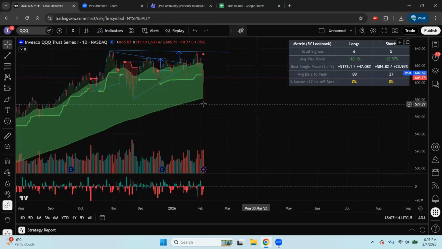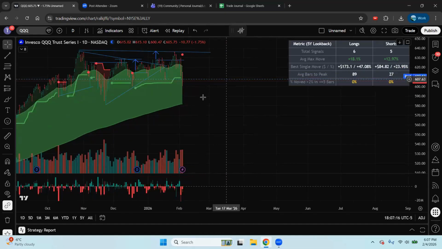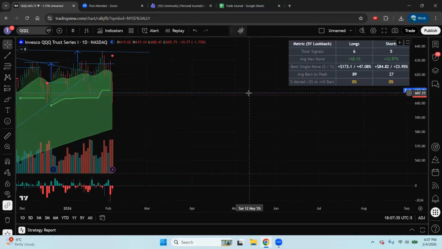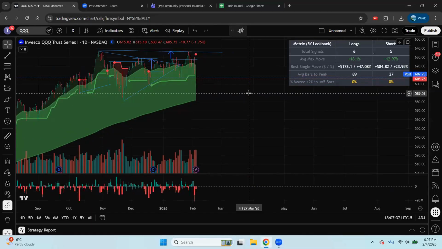There's nothing for me to like here, long or short. I think we're in a bit of a channel. There's the all-time high previous. We did get up there and got rejected very, very handily at that level here on the 28th of January. We're now right at 605, so we'll call it 600 or so. So for me, there's really not a whole lot to do here.